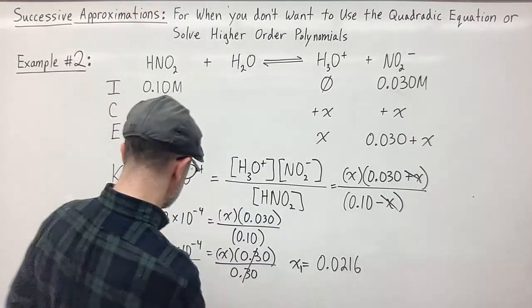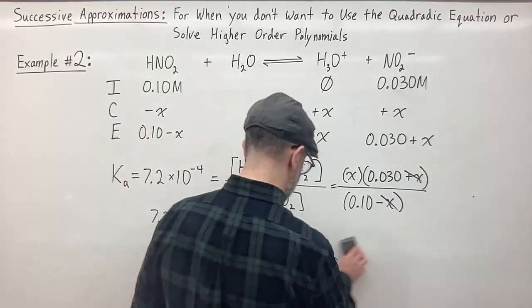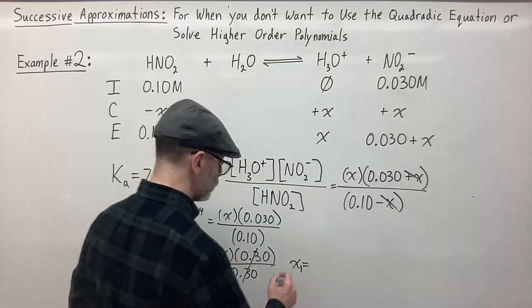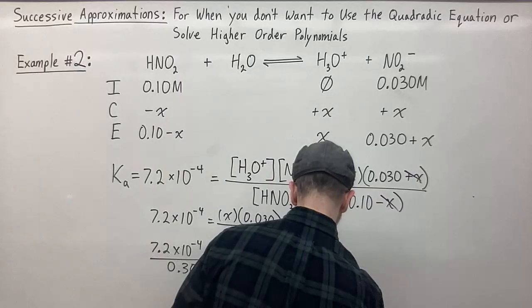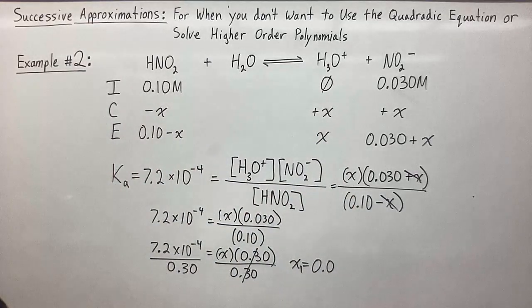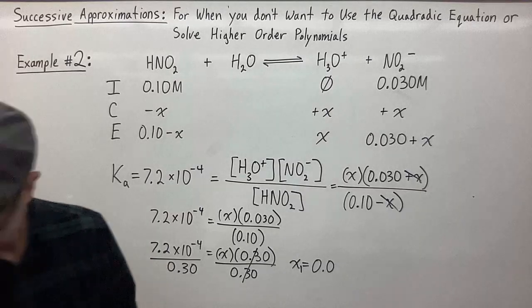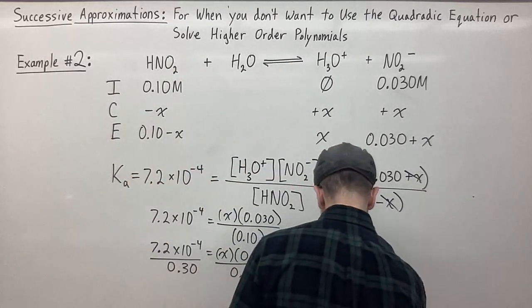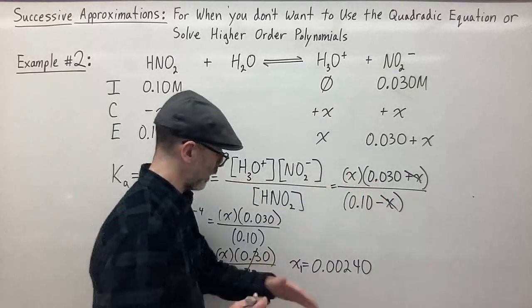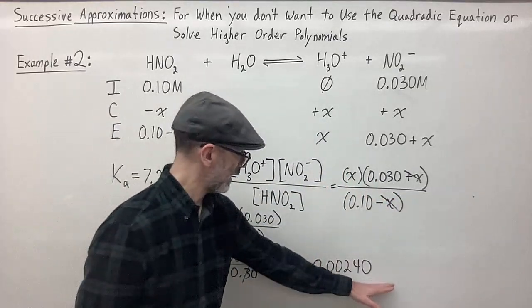But first, I just realized I made a mistake. That's not 0.0216. What did I calculate? Sorry about that. It should be 0.00240. Okay, so that's the correct value. Again, that's my first x.